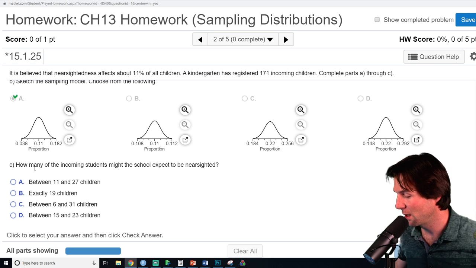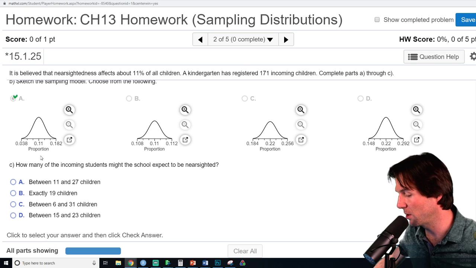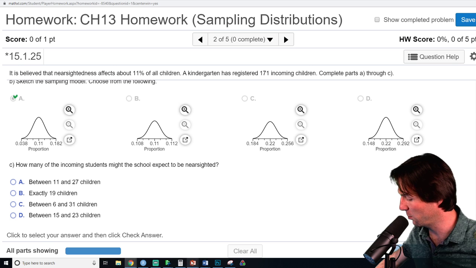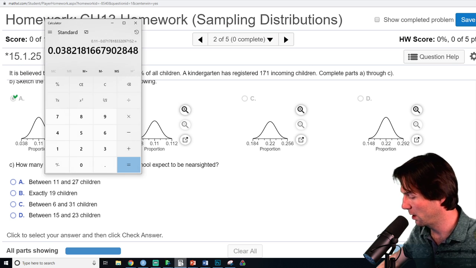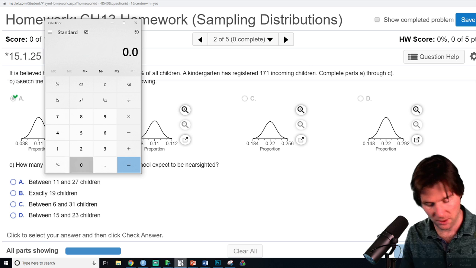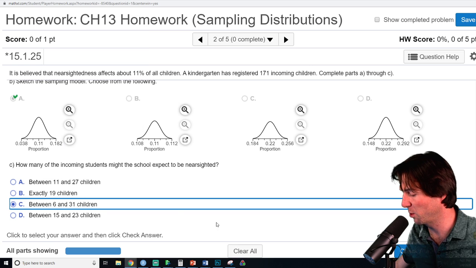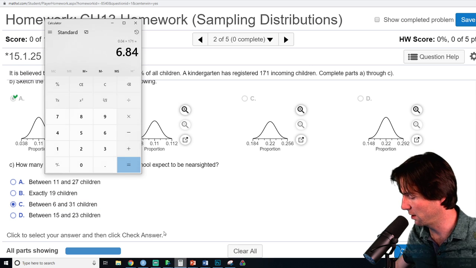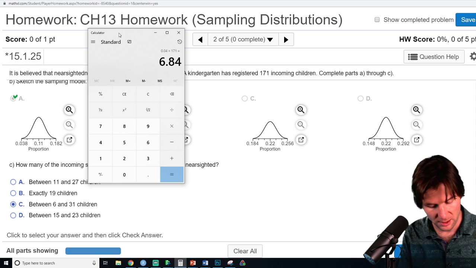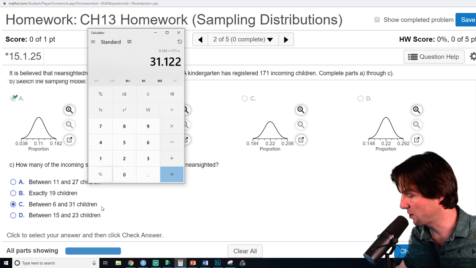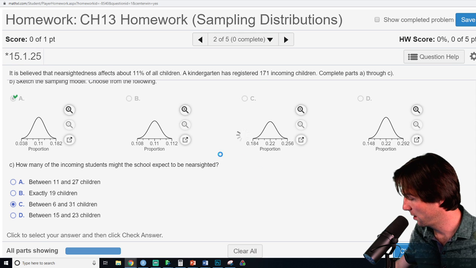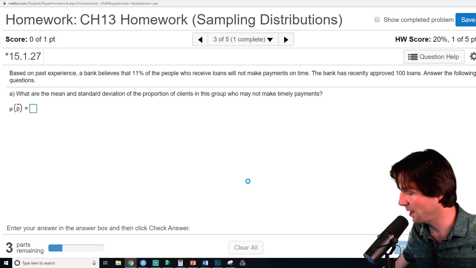Continue on with the question. How many children would we expect to be nearsighted? Somewhere between about 4 to 18%. So what is 4% times 171? I guess we could have used that number. So that's 6.84. So that's basically 6. And then the top number would be 31, because it's showing 18% as the high number. And that's 31 right there, as we said. And that has got it.